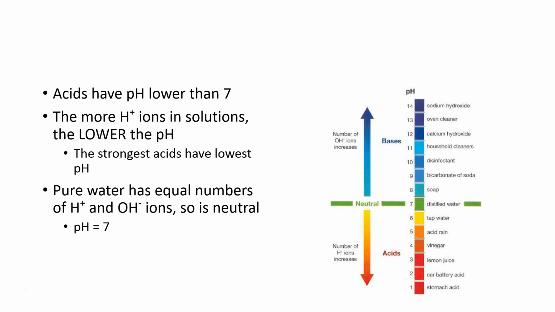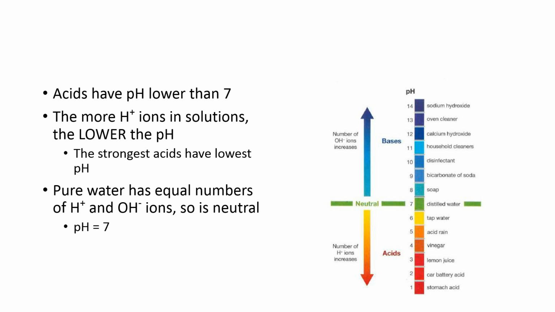So have a look at the diagram on the right-hand side of your screen. That's copied directly out of your textbook. If you compare stomach acid with acid rain, for example, you can see that stomach acid has a pH of 1, where acid rain has a pH of 5. And so that means that stomach acid is a much, much stronger acid than acid rain is.